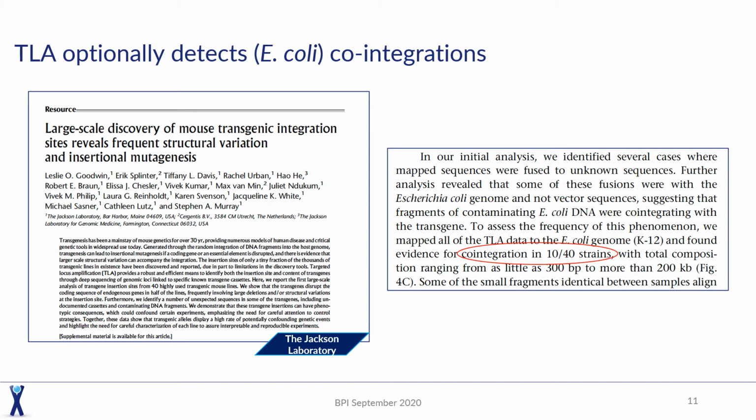We can look at co-integrations either of multiple vectors or look at co-integration of the E. coli sequences. Of course, this is optional, but it is something we do for some of our customers, and we have observed it in both mice but also in CHO cell lines, which might affect your production.